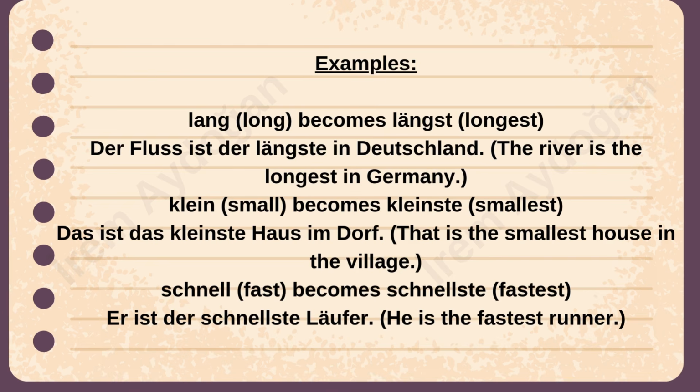Then klein, it means small and it becomes kleinste, I mean smallest. Das ist das kleinste Haus im Dorf. That is the smallest house in the village. I use the article das and kleinste and house.